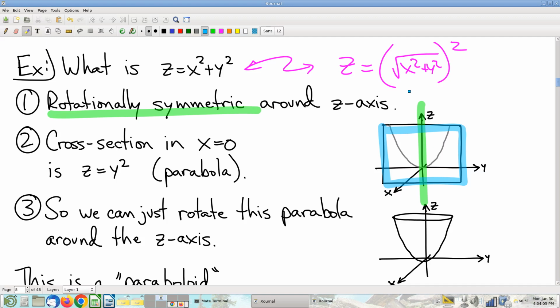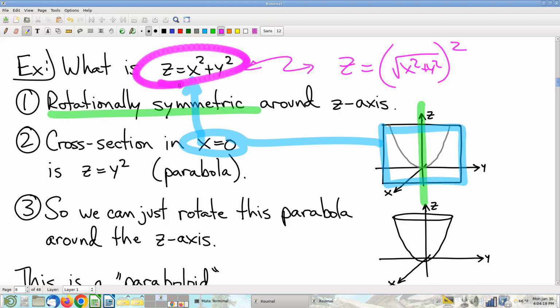Okay, so let's try to understand the cross-section in that plane. By the way, in that plane, notice x is always 0. If x is equal to 0, I can plug that in here and see what this turns into. That just turns into z equals y squared, and that is easy. Z equals y squared, that's a parabola, old high school algebra, our old friend. And so that parabola, z equals y squared, looks kind of like that.